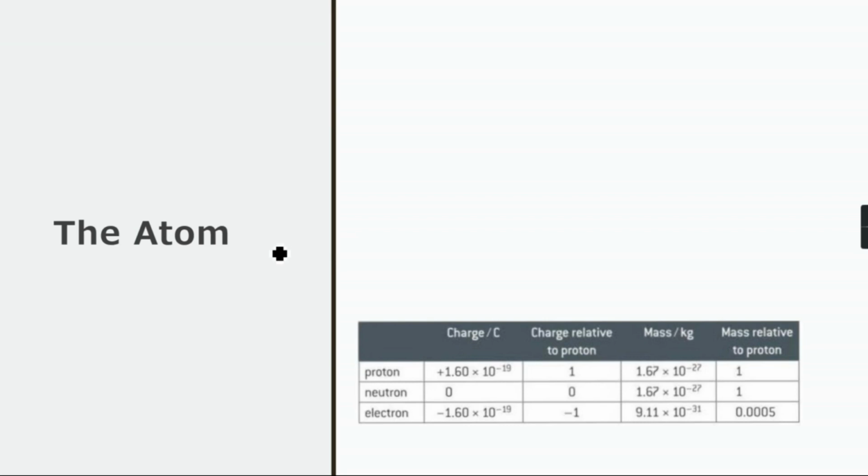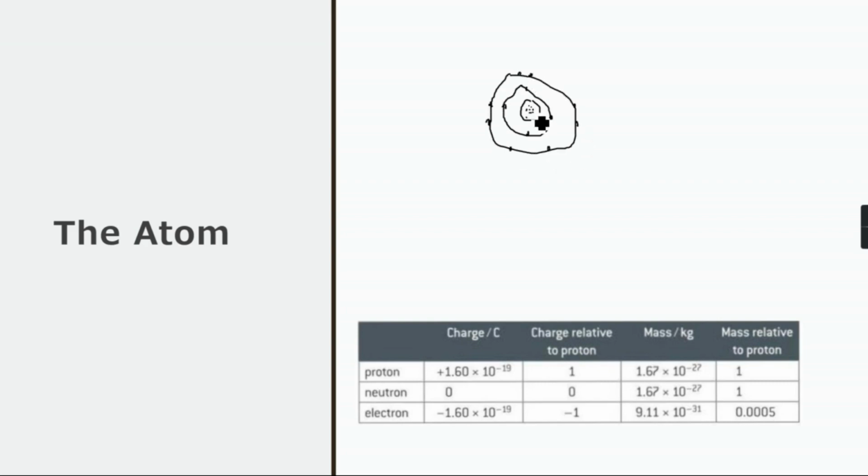So let's start off by talking about stable atoms. Let's recall that the atom has a nucleus that's filled with protons and neutrons, and this nucleus is positively charged, and we have electrons that surround the nucleus. You should be familiar with this from GCSE.